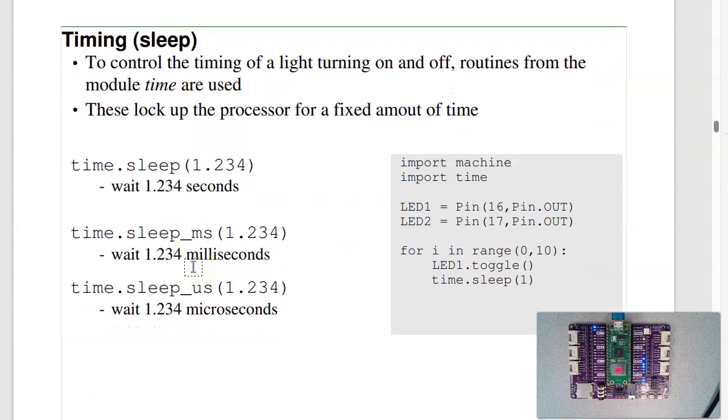And in the time library, there's a command called sleep. What sleep does is it locks up the processor for that many seconds. And there's a couple versions. There's sleep, which 1.234 will wait 1.234 seconds. Sleep milliseconds waits that many milliseconds. Microseconds sleeps that many microseconds.